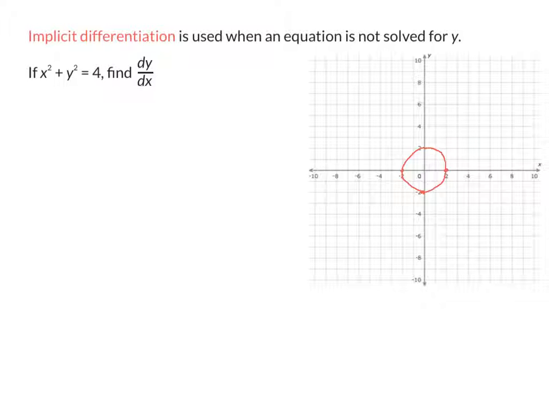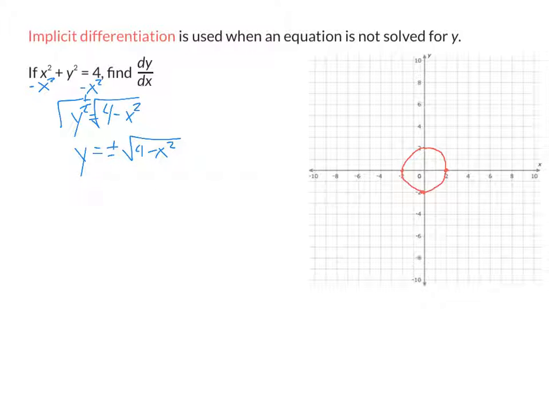Now we have the ability in this case to get y by itself. If we wanted to, I could subtract my x squared from both sides. So y squared is equal to 4 minus x squared. And then we would square root both sides, which will require one side to have that plus or minus, because a square root has two different inputs that would work for it. And so we would have plus or minus the square root of 4 minus x squared. And I could do the derivative of that. I would have to do it twice, one for the positive and one for the negative. Or we can talk about doing implicit differentiation.